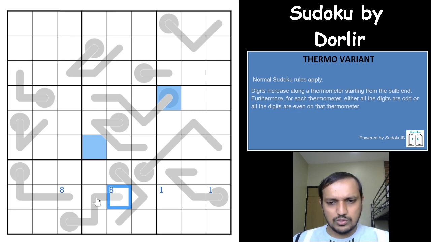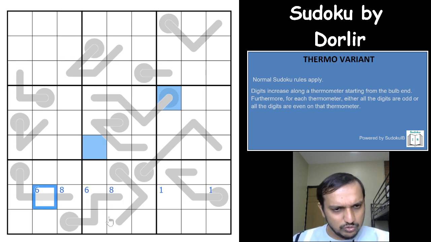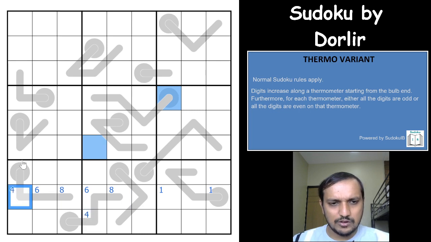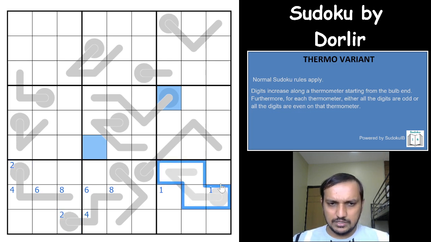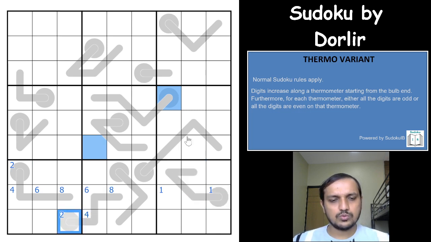One of these 2 cells would have to be 8. One of these 2 cells would have to be 6. One of these 2 cells would have to be 4. And one of these 2 cells would have to be 2. So you got a 2 in one of these 2 cells. This still can be an even. 2, 4, 6, 8. That will give you 8, 6, 4, 2.